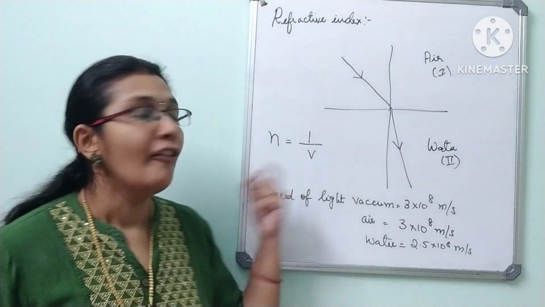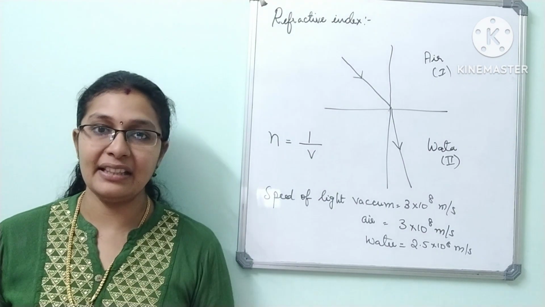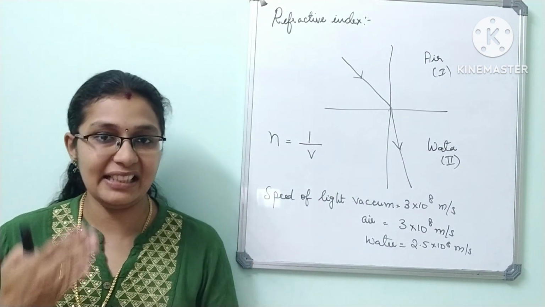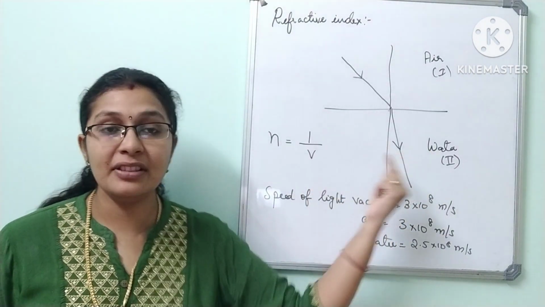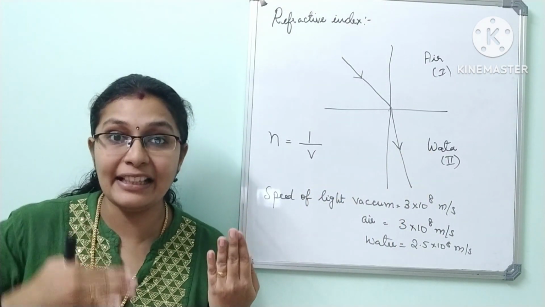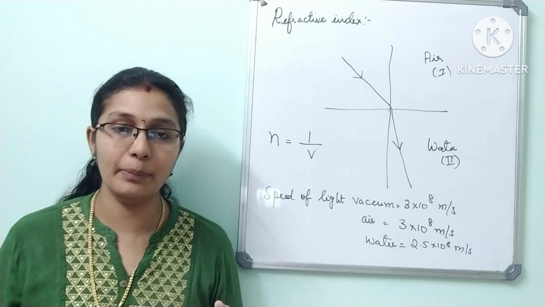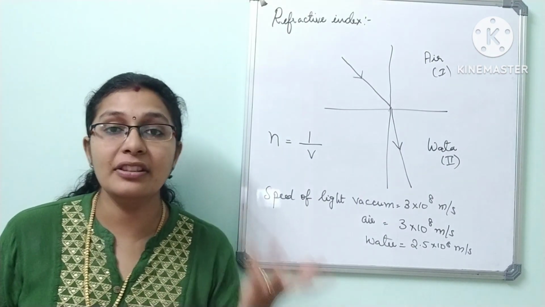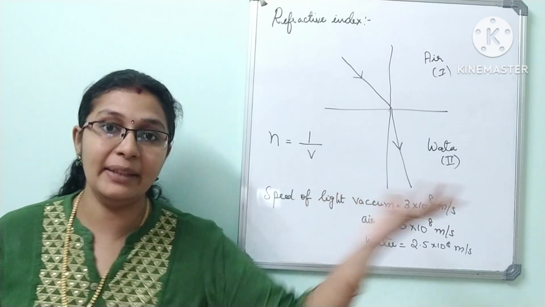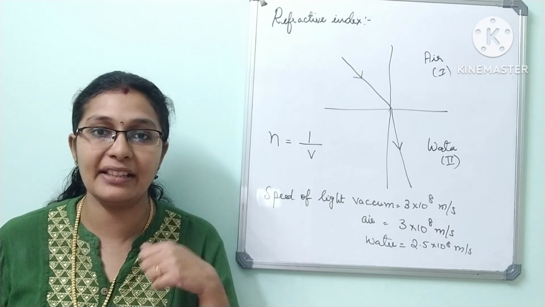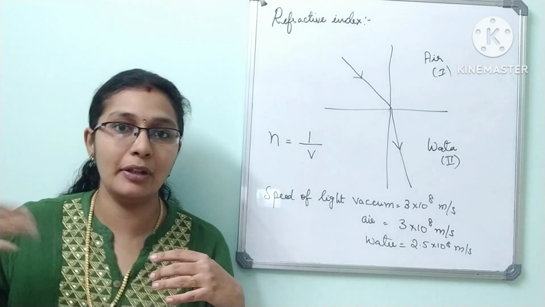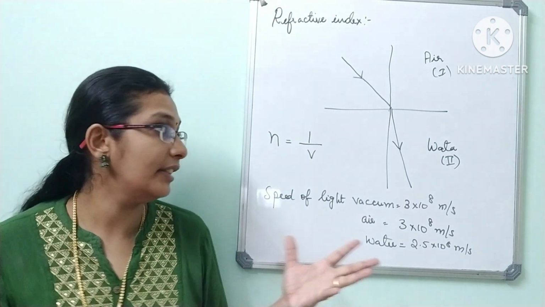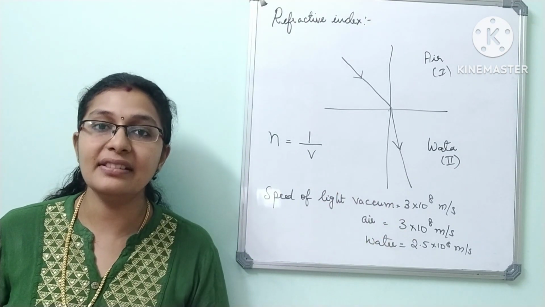Because when does the bending take place? When the speed of the light is reduced, right? So if the velocity of light is reduced, my refractive index will be more. If the velocity of the light is more in a particular medium, my refractive index, that is bending, will be less. So obviously my refractive index will also be less. Clear till this? So this is what is refractive index.